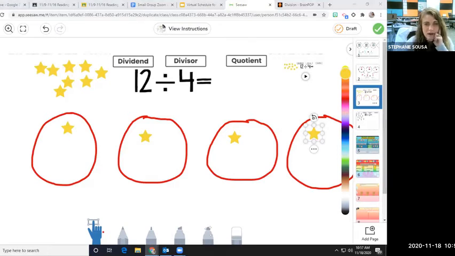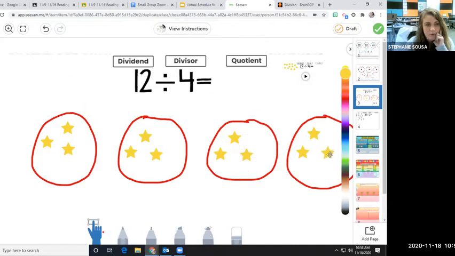Now I'm going to go ahead and start putting another star in each group again. 1 in the first group, 1 in the second group, 1 in the third group, 1 in the fourth group. They're all equal now. They all have 2. I still have more stars to pass out. So I'm going to do that. 1 in the first group, 1 in the second group, 1 in the third group, 1 in the fourth group. They are equal, and look, I'm out of stars.